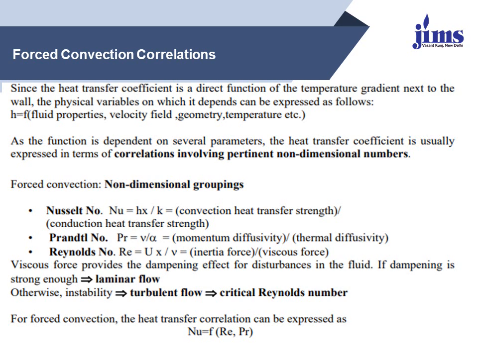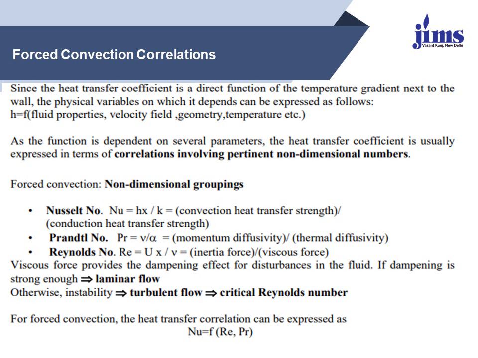And on the basis of Prandtl number we can differentiate between the two boundary layers, that is hydrodynamic boundary layer and the thermal boundary layer. So since the heat transfer coefficient is directly a function of the temperature gradient next to the wall, the physical variables on which it depends can be expressed as follows. H is a function of fluid properties, velocity, field, geometry, temperature, etc. As the function is dependent on several parameters, the heat transfer coefficient is usually expressed in terms of correlations involving non-dimensional numbers. They are Nusselt, Prandtl, and Reynolds.